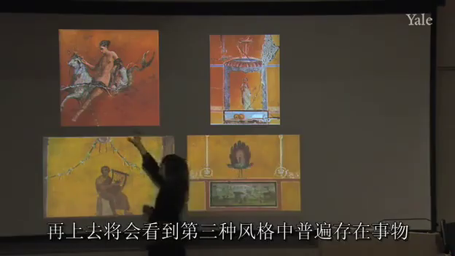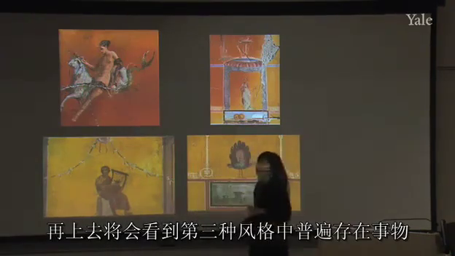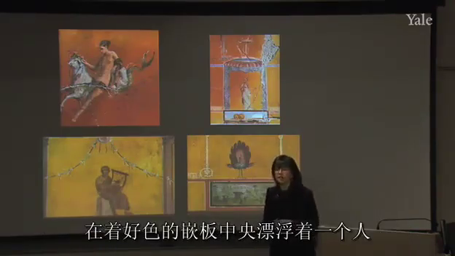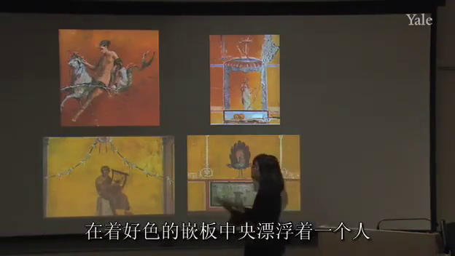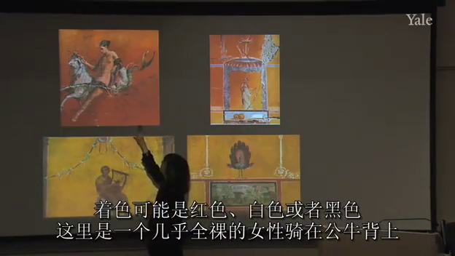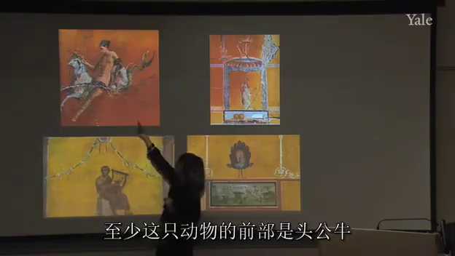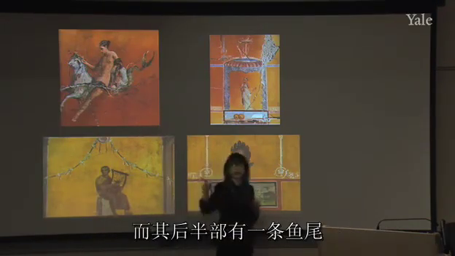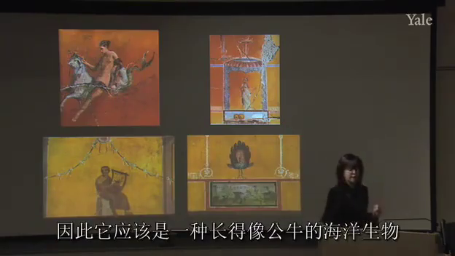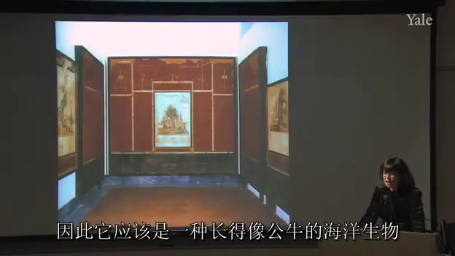And then up here, something that we're going to see becomes ubiquitous in third style Roman wall painting, a figure that floats in the center of a colored panel, either red or black or white. In this case, a mostly nude female figure who is riding, as you can see, on the back of a bull. At least the front of the animal is a bull, and you can see the back of the animal has a fishtail, so it's a kind of a bull-like sea creature, as you can see here.